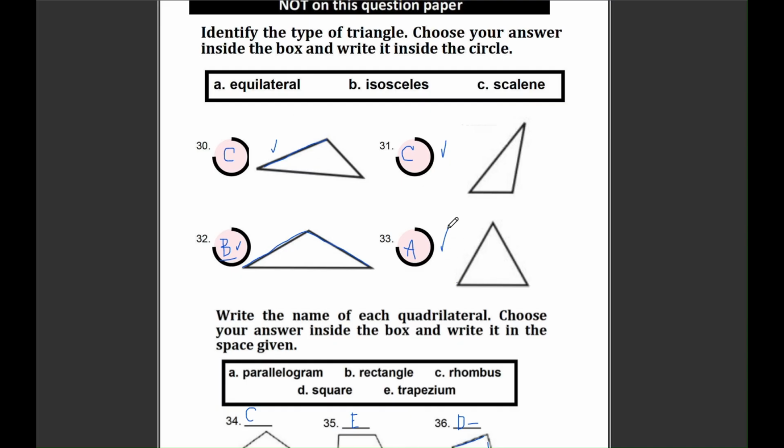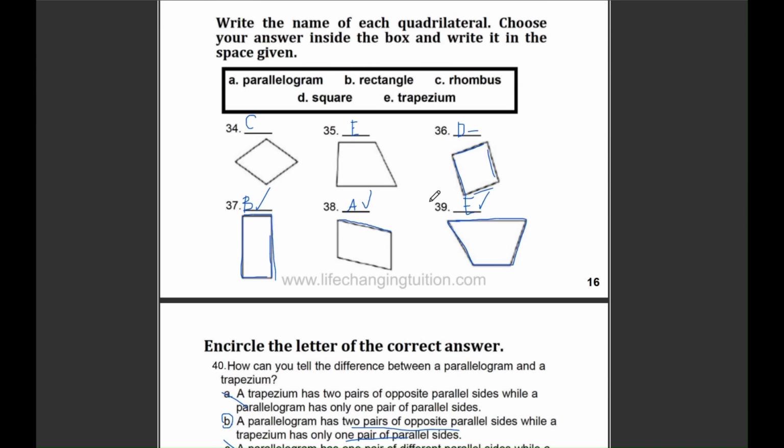Question 34. Name the quadrilateral. Diamond. Options: A. Parallelogram, B. Rectangle, C. Rhombus, D. Square, E. Trapezium. Why not rectangle or square? Need right angles. Trapezium has only one pair of parallel sides. Answer: C. Rhombus. Reason: 4 equal sides, opposite sides parallel, no right angles.